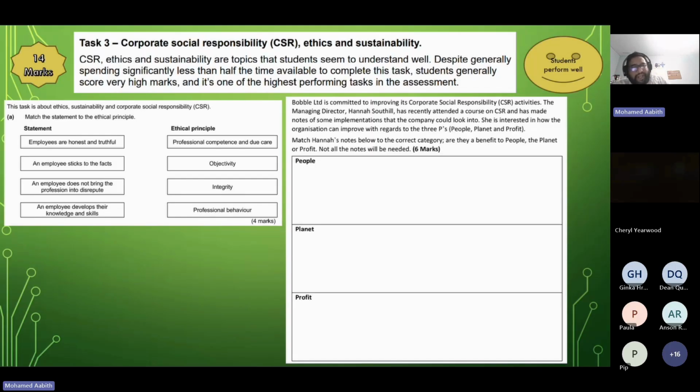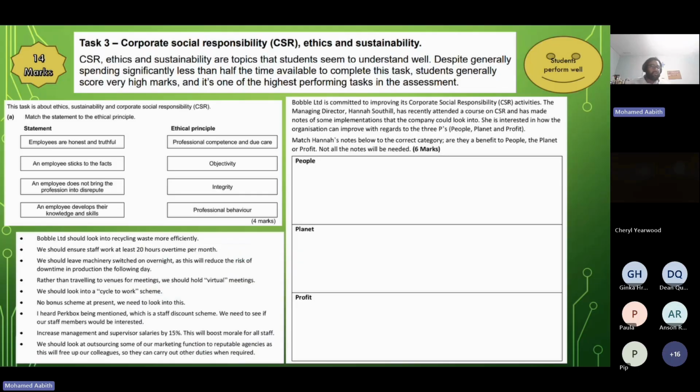So they're asking you to match Hannah's notes below to the correct categories: are they a benefit to people, planet, or profit? Not all notes will be needed. So here I have some lists there. There are about 10 of them, maybe nine. I need only 6, and some of them are red herrings, which we don't use anywhere.